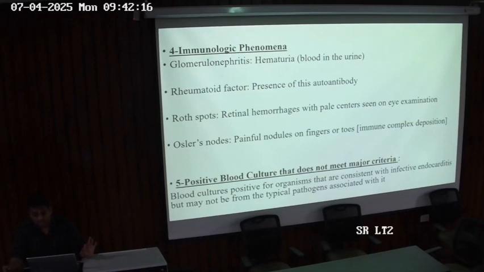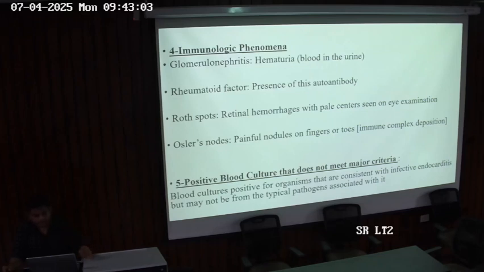So glomerulonephritis with hematuria, positive rheumatoid factor, Roth spots in the eyes, and Osler nodes, painful nodules on the fingers. So these four are the immunological cross-reactivity, autoimmune mechanisms: Roth spots, Osler nodes, rheumatoid factor, glomerulonephritis. So one is direct embolization, the other is the autoimmune mechanism. Both can be seen in subacute endocarditis, while in acute endocarditis there is only embolic.